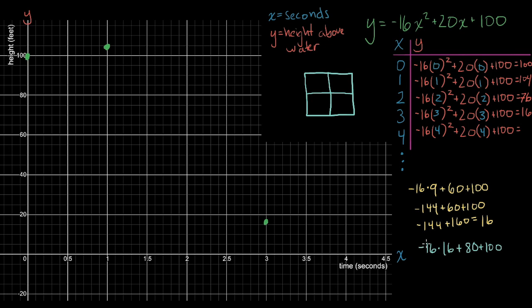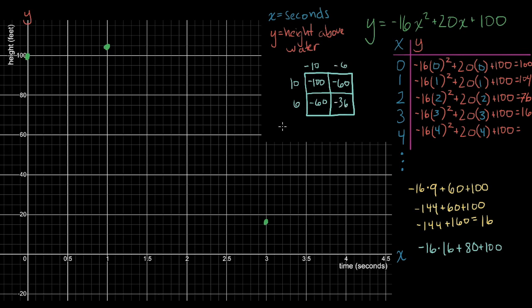So negative 16 broken out into tens and ones is negative 10 and negative 6, because negative 10 plus negative 6 makes negative 16. And 16 broken out into tens and ones is 10 and 6. So what's negative 10 times 10? Negative 100. Negative 6 times 10 is negative 60. Negative 10 times 6 is negative 60. And negative 6 times 6 is negative 36.